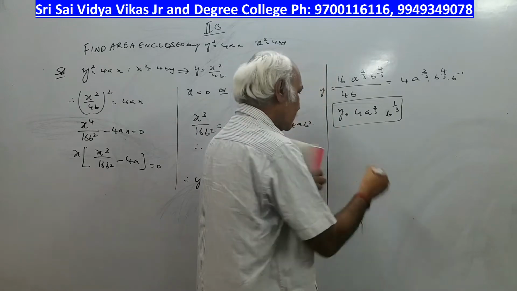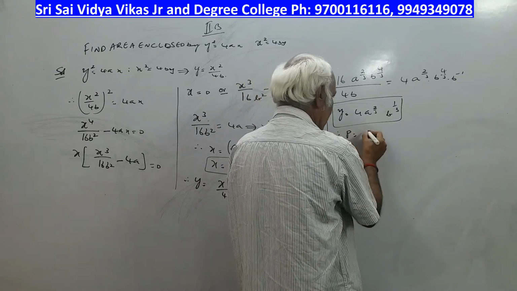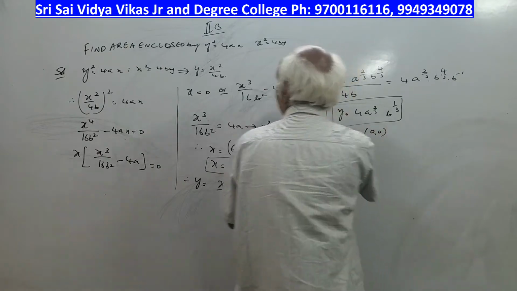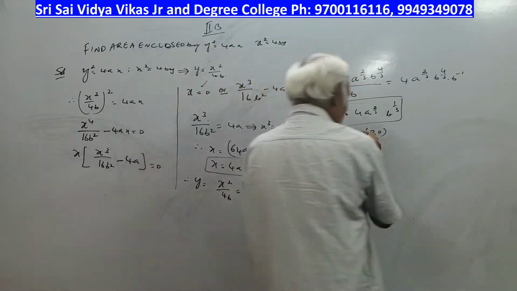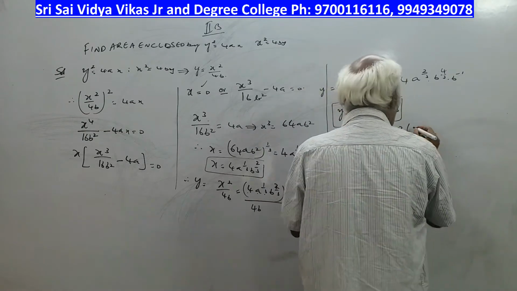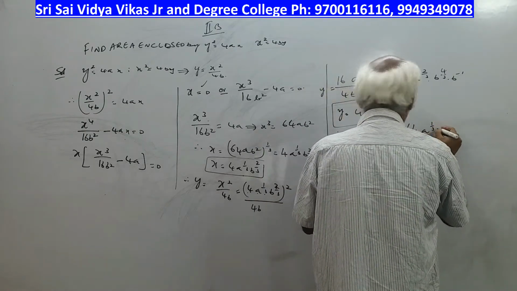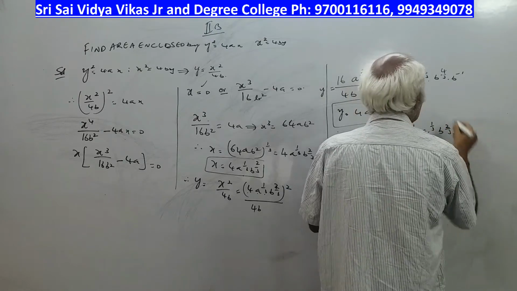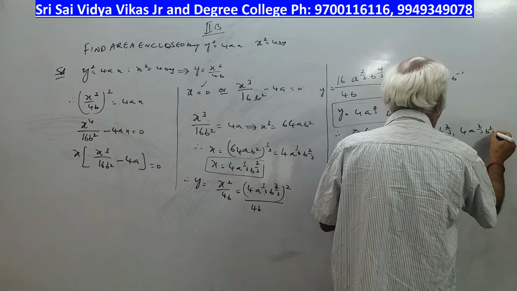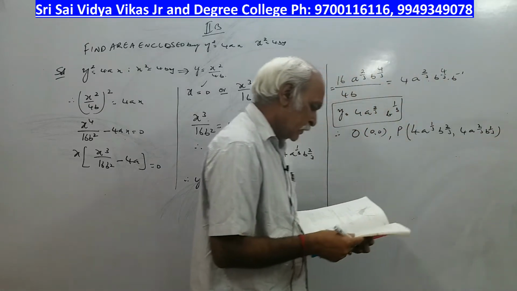So what is the point of intersection? Therefore, the first point is 0 comma 0, because we got x is equal to 0, so y will be 0. And what is the P point? The x value we got is 4 a power 1 by 3 b power 2 by 3, and the y value is 4 a power 2 by 3 b power 1 by 3. This is the point of intersection.